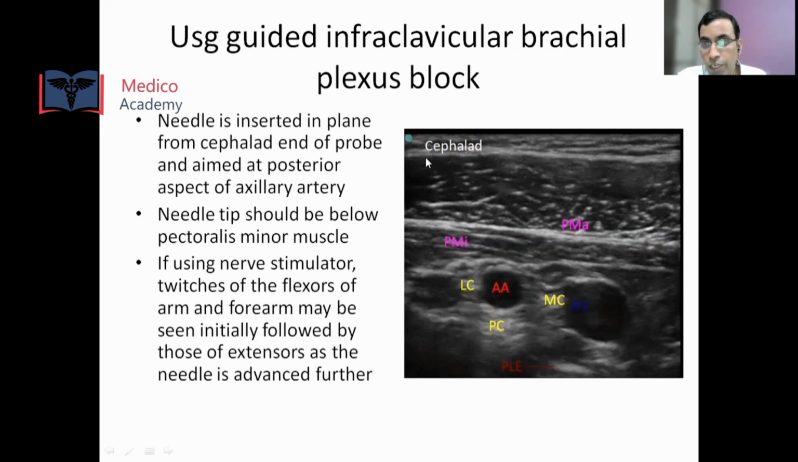If we are using the nerve stimulator along with the needle, then first of all, the twitches of the flexors of the arm and forearm may be elicited because of the stimulation of the lateral cord. And then the twitches in the extensors of the arm can be seen because of the stimulation of the posterior cord.